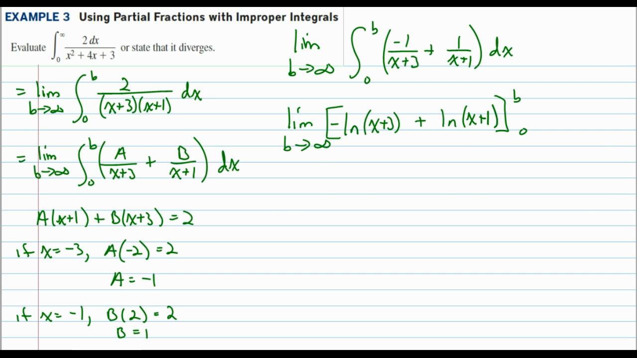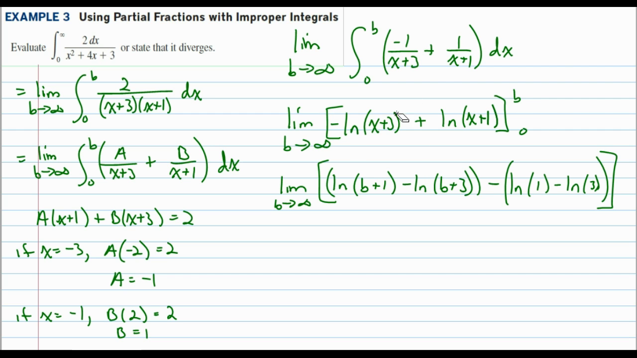So now I'm going to do fundamental theorem part 2. I'm going to take this expression and plug in b, and subtract that expression, plug in 0. Simplify a little bit. This first expression, I have subtraction of 2 logs, so I can take the natural log then of the first divided by the second. And then I still have a minus, the natural log of 1 is 0, and then we'll be adding, because I distribute the negative, the natural log of 3.